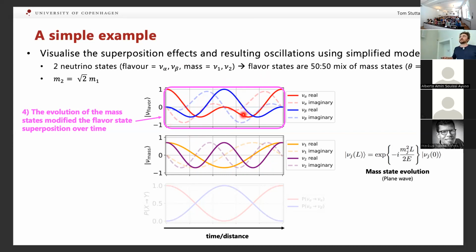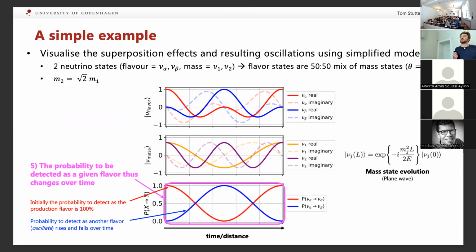So you can see here already how your flavor composition is going to depend on time. And from an observational standpoint, what really matters here is then the oscillation probability. And what you can see here is that as you have this kind of complex evolution of your flavor states, you initially start with your 100% probability of detecting a neutrino in the state it's produced in. But over time, that will wax and wane, and you'll increasingly have the probability of detecting as another state. And then this will periodically move over time.